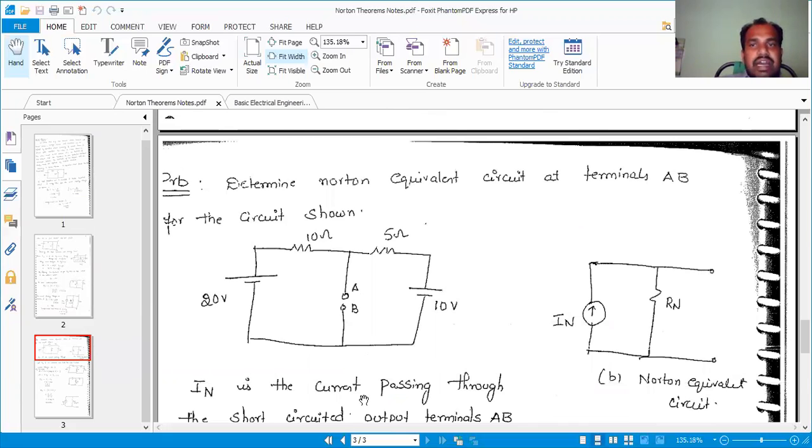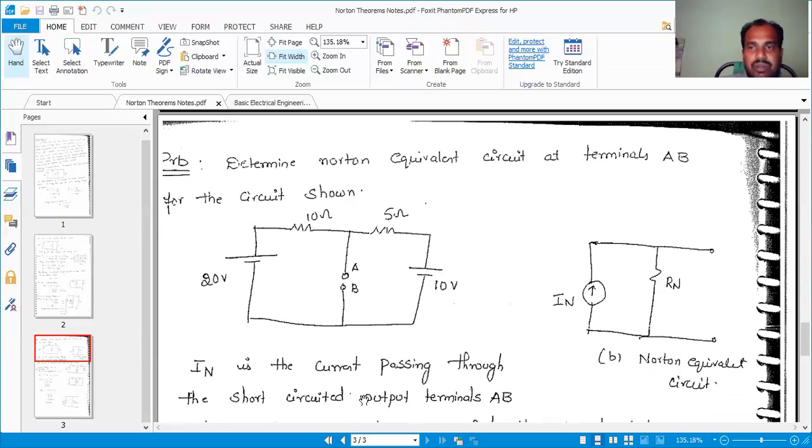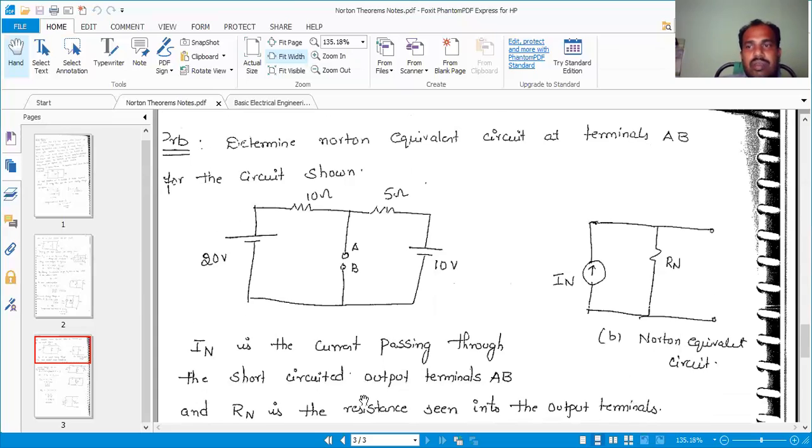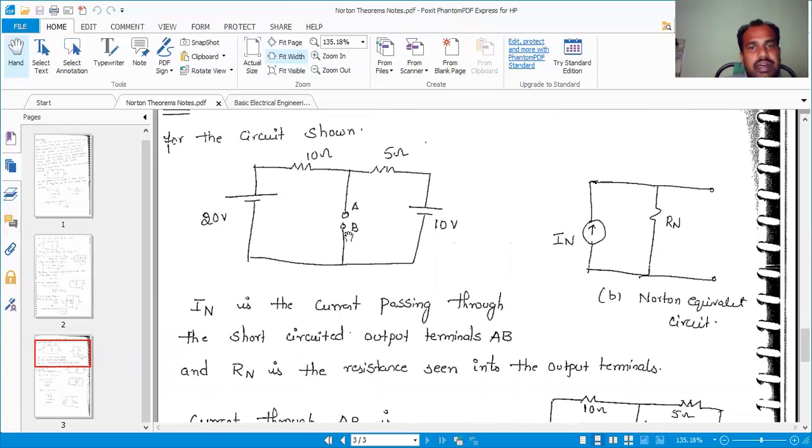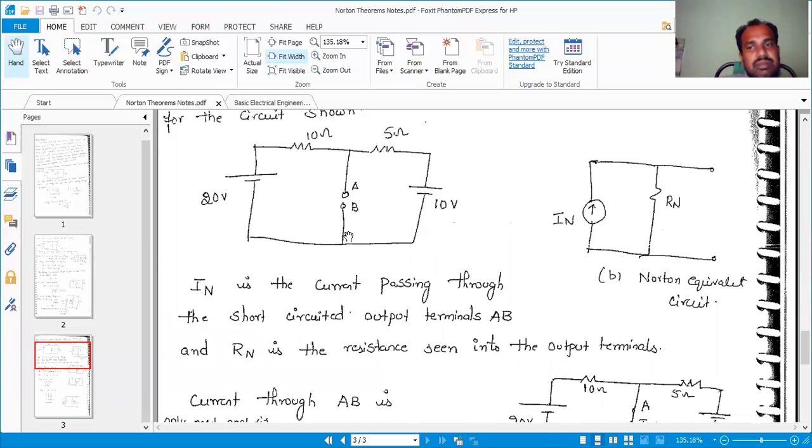Now the second problem. Determine the Norton equivalent circuit at the terminals A and B. What is the circuit diagram? Okay, the total circuit can be replaced by only a Norton equivalent current source in parallel with the Norton resistance. Here IN is the current passing through the short circuit between the output terminals A and B, and RN is the resistance between the output terminals.